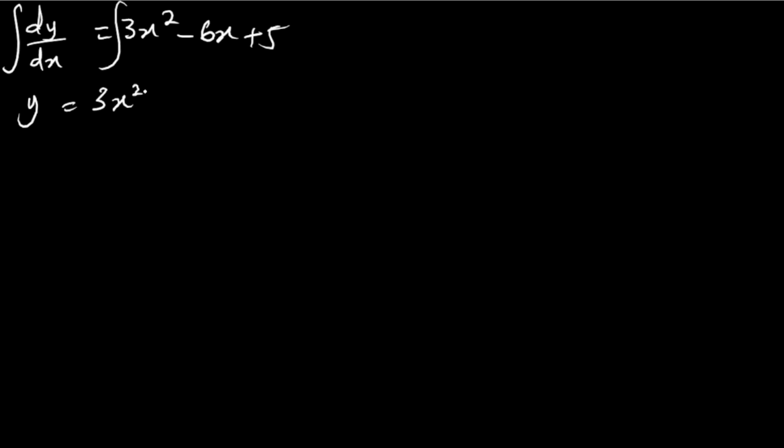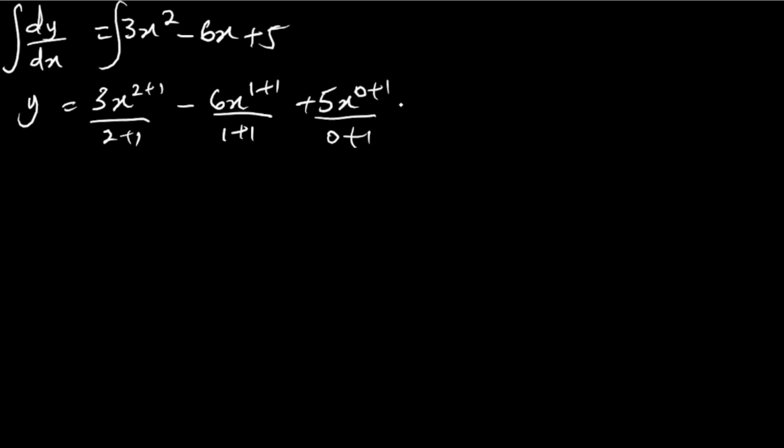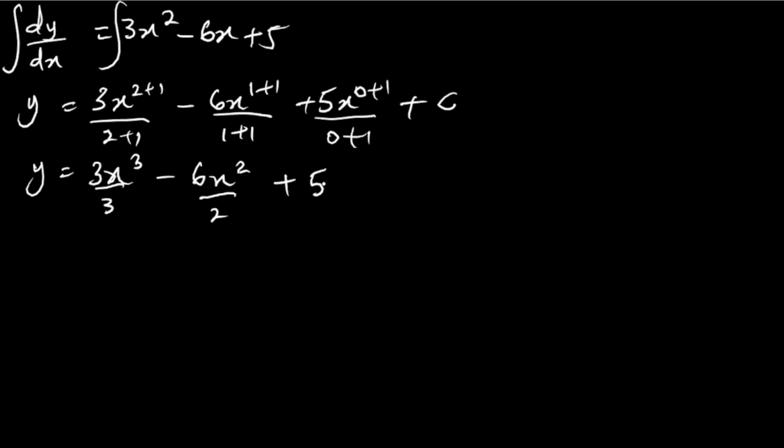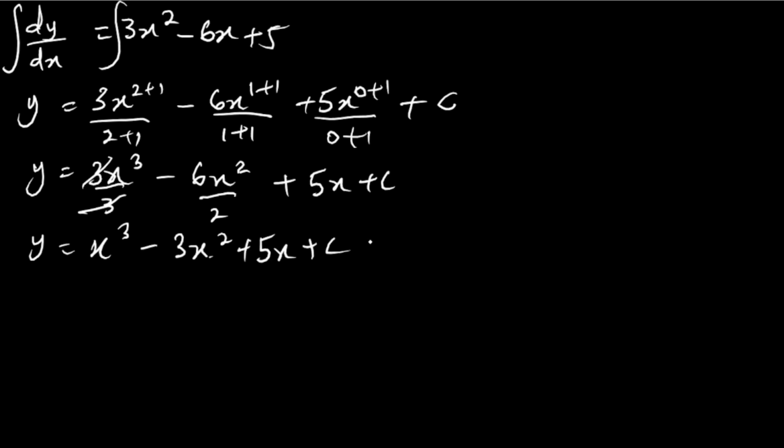Integrating this, you already know how it is. This will be 3x raised to the power of 2 plus 1 divided by 2 plus 1, minus 6x raised to the power of 1 plus 1 divided by 1 plus 1, plus 5x raised to the power of 0 plus 1 divided by 0 plus 1. Don't forget to add plus c. So y is equal to 3x raised to the power of 3 divided by 3 minus 6x raised to the power of 2 divided by 2 plus 5x plus c. So y is equal to x raised to the power of 3 minus 3x raised to the power of 2 plus 5x plus c. So that is the final answer to this particular problem.